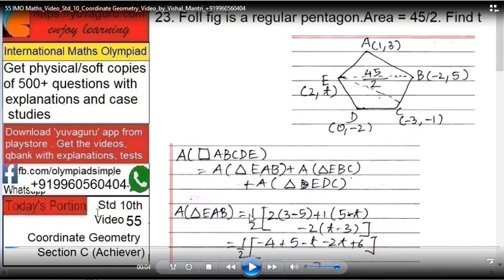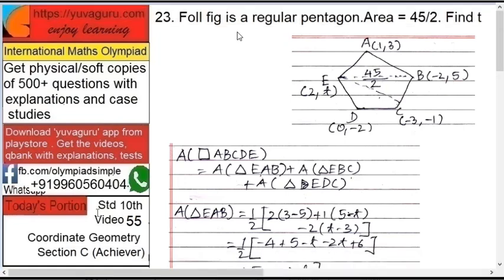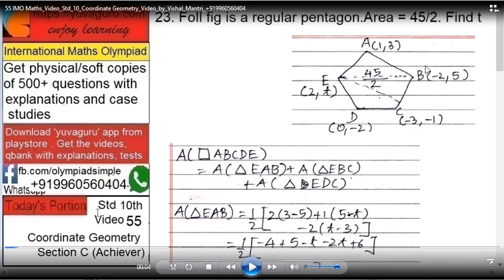EAB equals 1 upon 2 into, see this formula. We have done it in video number 52, 53, 54. Okay, follow that. This is X1, this is X2 and this is X3. So 1, 2, 3, all X2 Y2, X3 Y3 and this is X1 Y1.